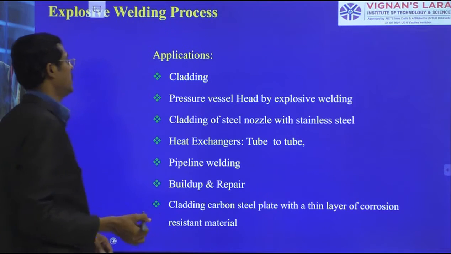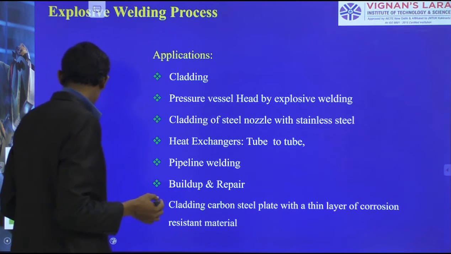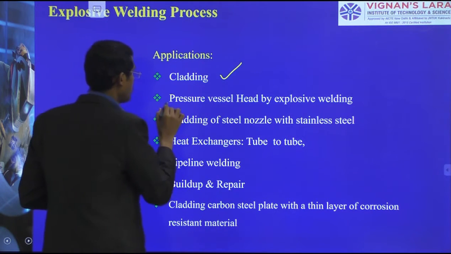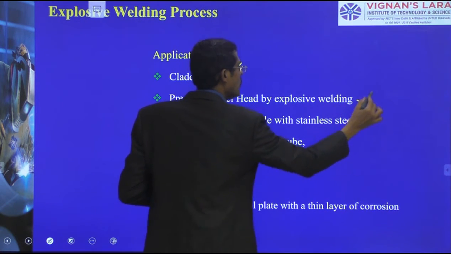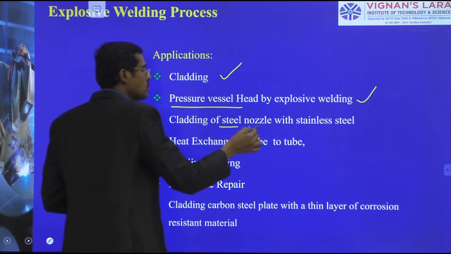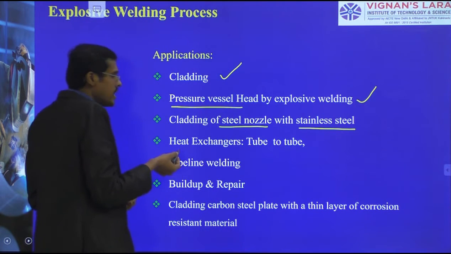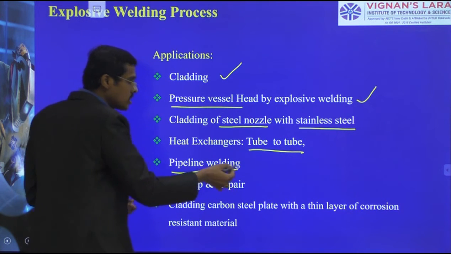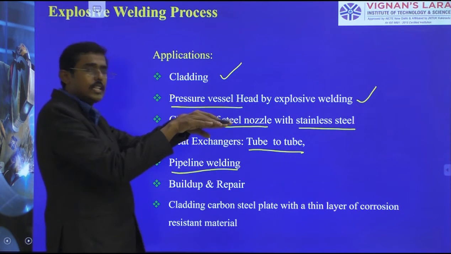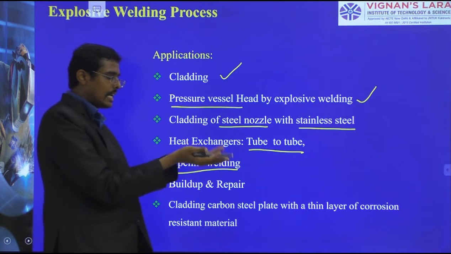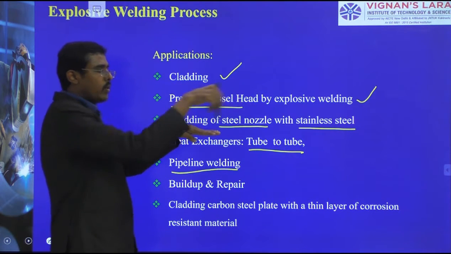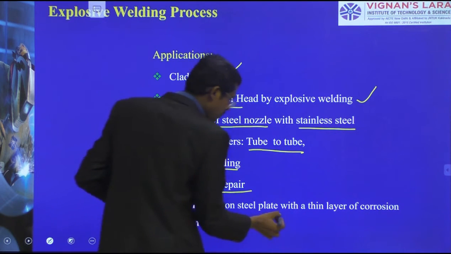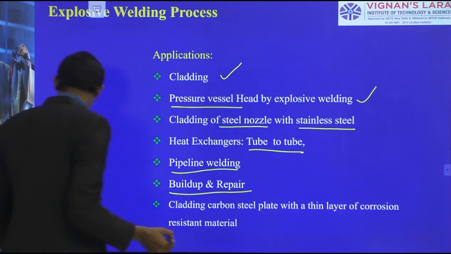What are the applications? Specifically, we know it is used for the cladding process. We use it in boiler plants, pressure vessel heads by explosive welding, cladding of steel nozzles with stainless steels, heat exchangers, tube to tube joints, lap joints, and pipeline welding, all done from the plate. We generate the pipe: the plate is cladded and then bent. Submerged arc welding can be done. Pipe welding, buildup and repairs, cladding of carbon steel plate with a thin layer of corrosion resistant material.